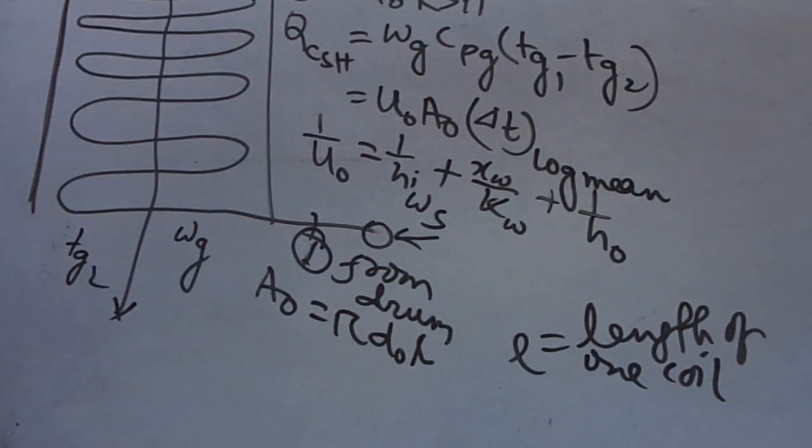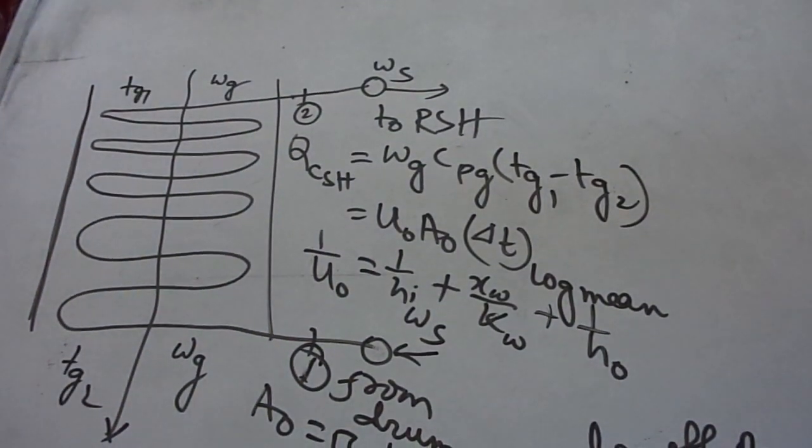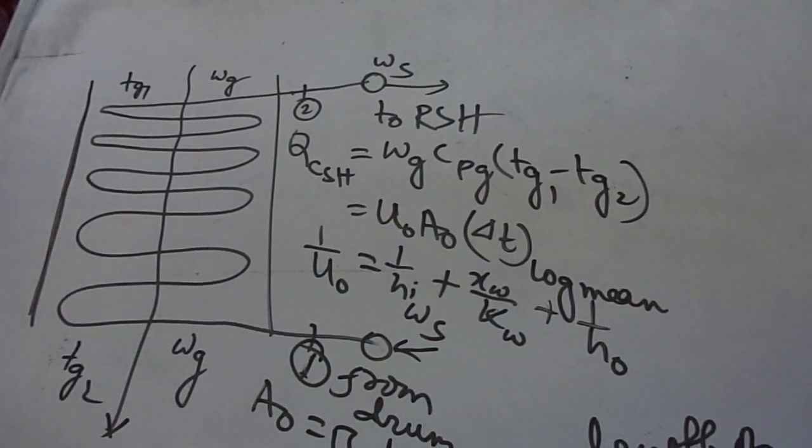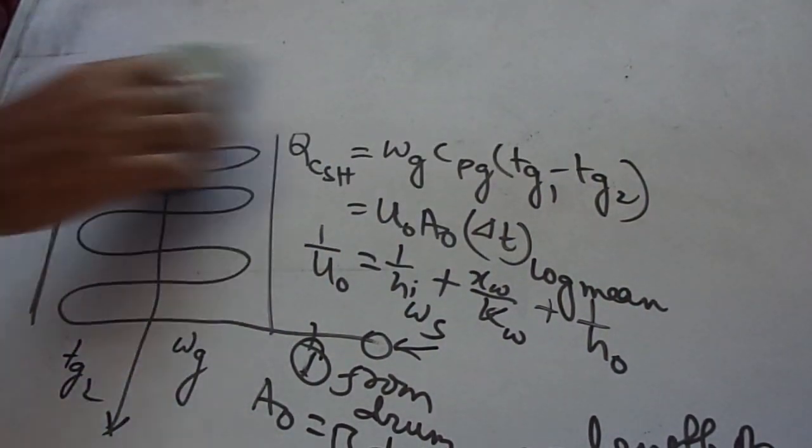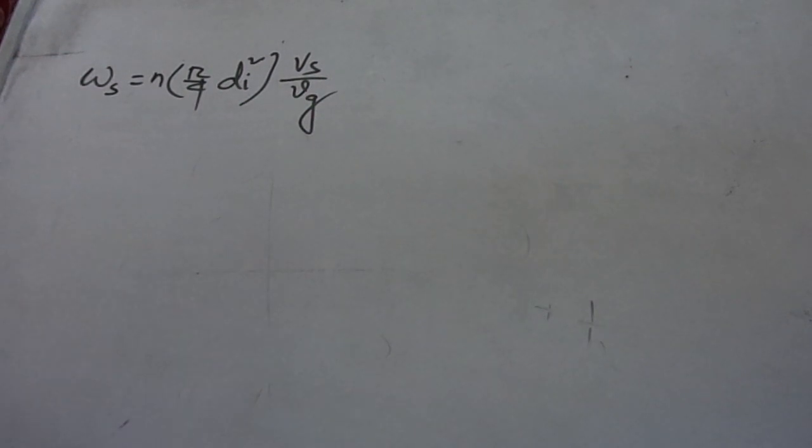N is equal to the number of coils, and Ws equals N pi by 4 Di square Vs by Vg.